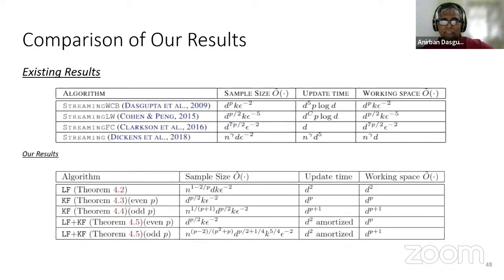Okay, so this is our algorithm in comparison to the previous ones. You could just focus on these two results. It says that the running time is d squared amortized as opposed to everything else that was previously. This is the only one that is faster than us. However, their coreset size is somewhat larger than us. And all the previous algorithms are significantly slower than our update time.